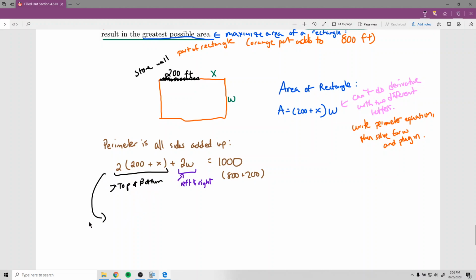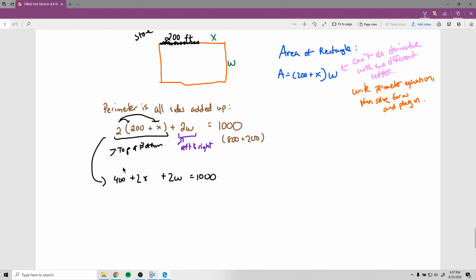All right, but now what I'm going to do is exactly what we have here. I have my perimeter equation. I'm going to solve for W and plug it in. We're going to distribute the 2 here. So we get 400 plus 2x plus 2w equals 1,000.